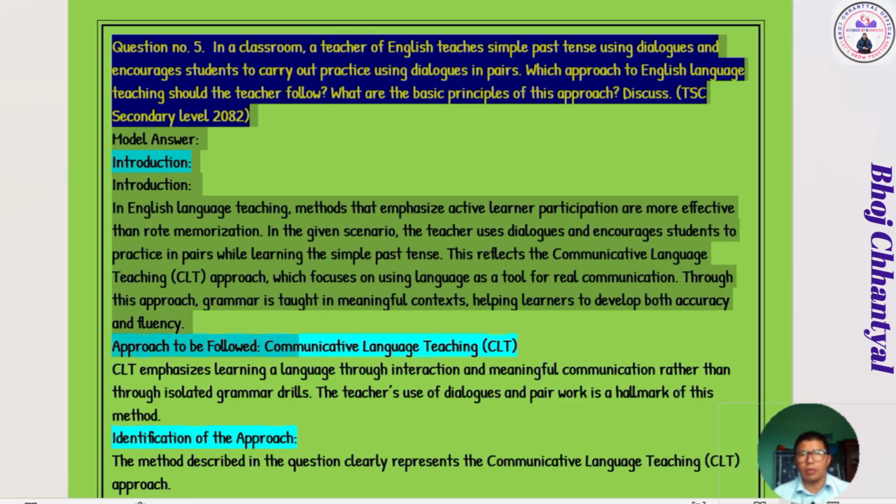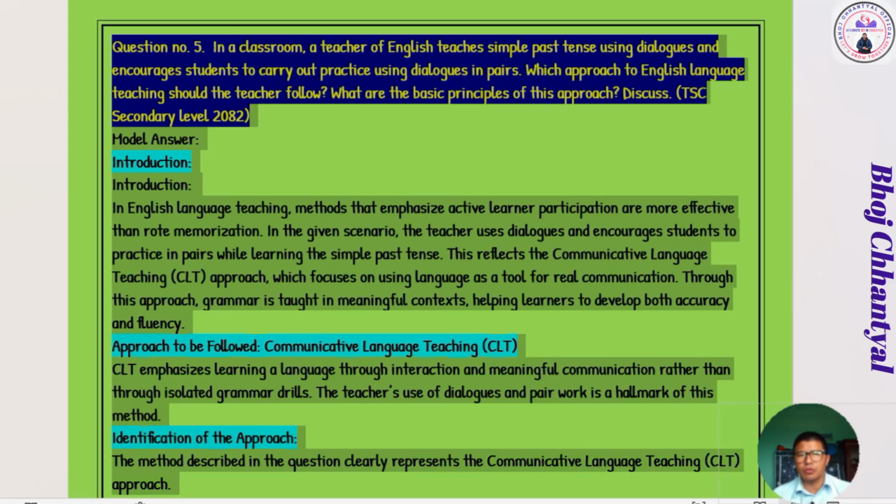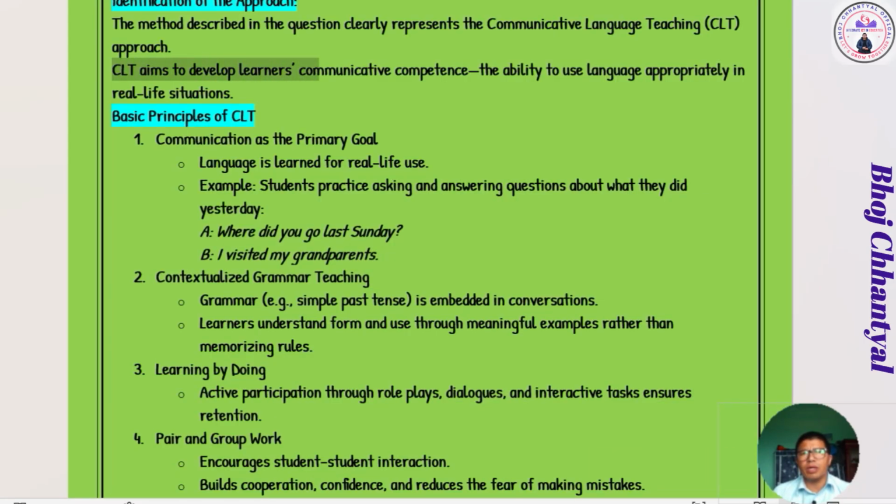Approach to be followed. Communicative language teaching, CLT. CLT emphasizes learning a language through interaction and meaningful communication rather than through isolated grammar drills. The teacher's use of dialogues and pair work is a hallmark of this method. Identification of the approach. The method described in the question clearly represents the communicative language teaching, CLT, approach. CLT aims to develop learners' communicative competence, the ability to use language appropriately in real-life situations.